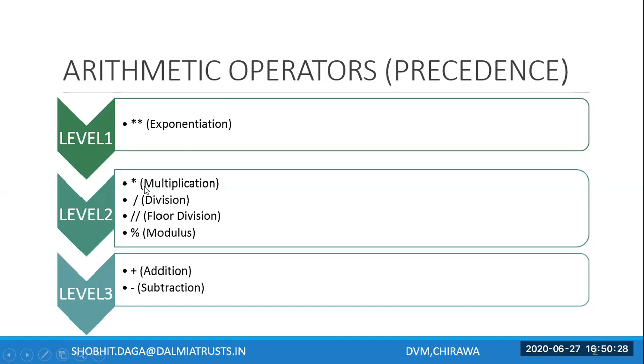Then comes multiplication, division, floor division, and modulus. Although all 4 of them have been mentioned top to bottom, they are all at the same level. So there is no difference in the level of precedence on any of the 4. At the last level of precedence for arithmetic operators, we have addition and subtraction. Both have the same level of precedence between themselves, but compared to the rest of them, they are at the lowest level.